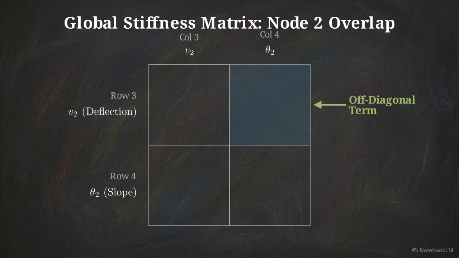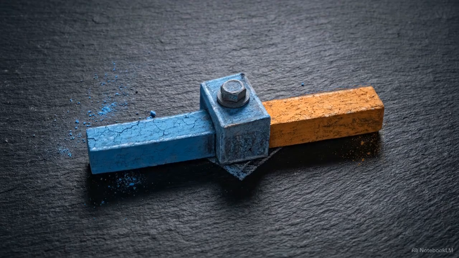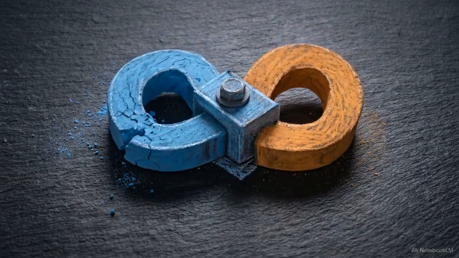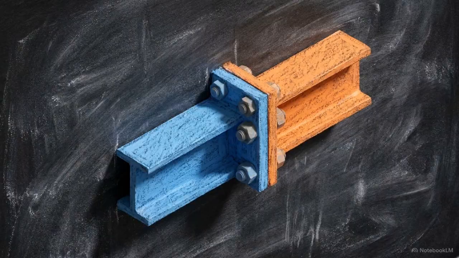Summing the positive 6L from element 1 and the negative 6L from element 2 results in a value of absolute 0. Physically, the identical but mirrored bending resistance from both sides of the node perfectly cancel each other out in the global system. Assembly transforms raw data organization into a direct computation of structural continuity. The overlap calculates where adjacent properties reinforce the beam or neutralize one another.